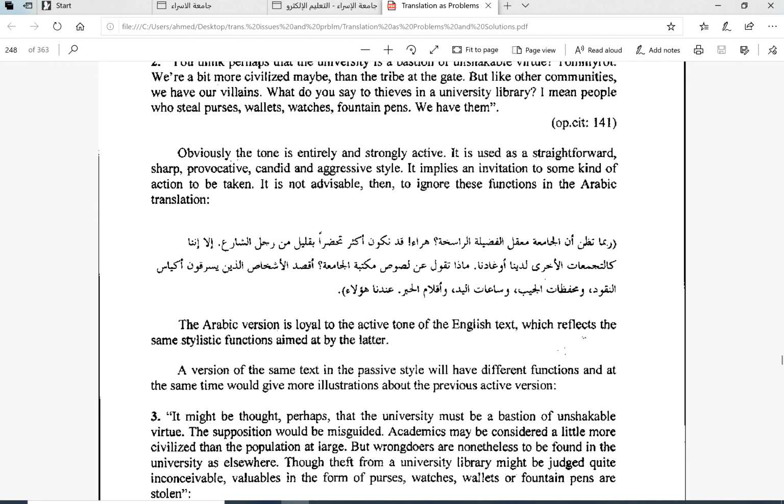Obviously, the tone is entirely and strongly active. It is used as a straightforward, مباشرة, sharp, provocative, candid, and aggressive style. It implies an invitation to some kind of action to be taken. It is not advisable then to ignore these functions in the Arabic translation.